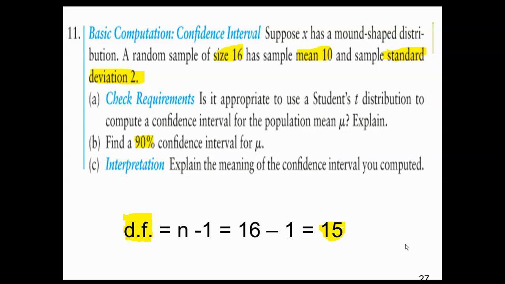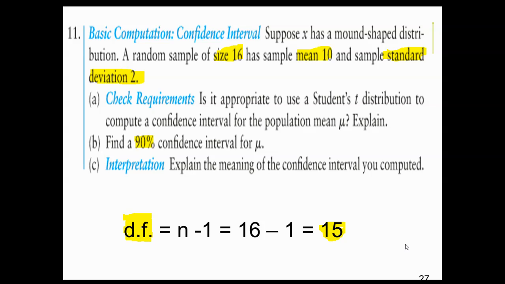Suppose X is mound shaped. We have a random sample of 16, a mean of 10, and a standard deviation of 2. What I've done is highlighted them. That may be a good idea as you're reading the problem with your pencil: highlight the n, highlight the mean, highlight the standard deviation. So when you put them into your calculator, you're in business.